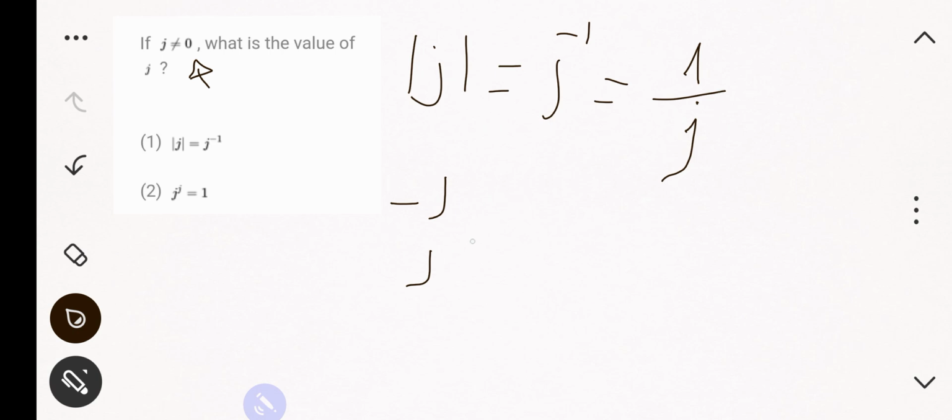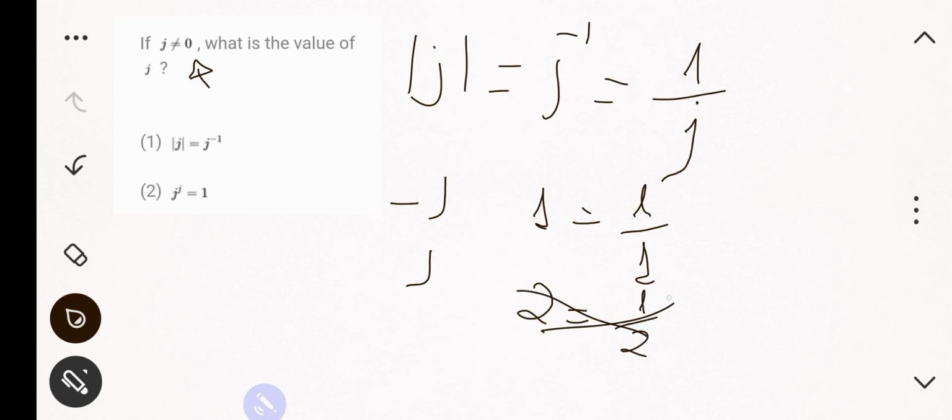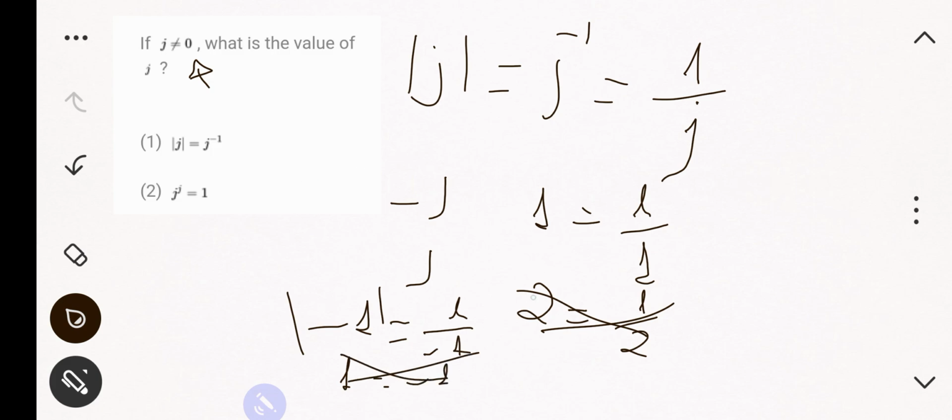But the only way for us to have this is if j equals 1, because it's going to be 1 equals 1 over 1. If you have 2, it's going to be 1.5, and this is not right. And if we have minus 1, it would be 1 over minus 1, but this is the modulus, so we're going to have 1 equals minus 1, so this is not right. So the only number that makes this statement true is 1.